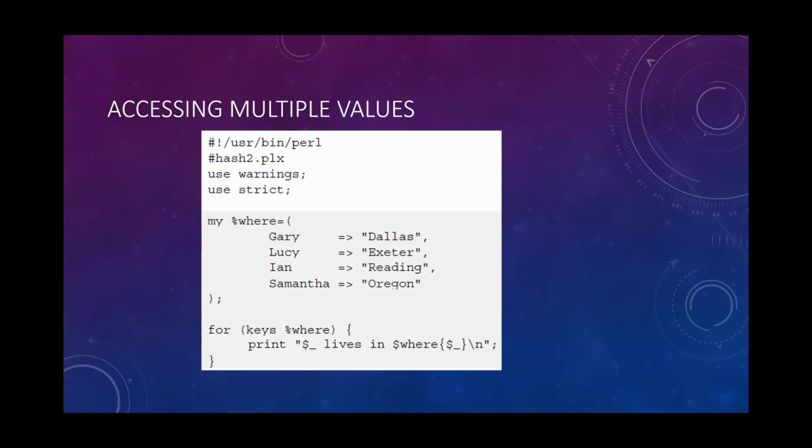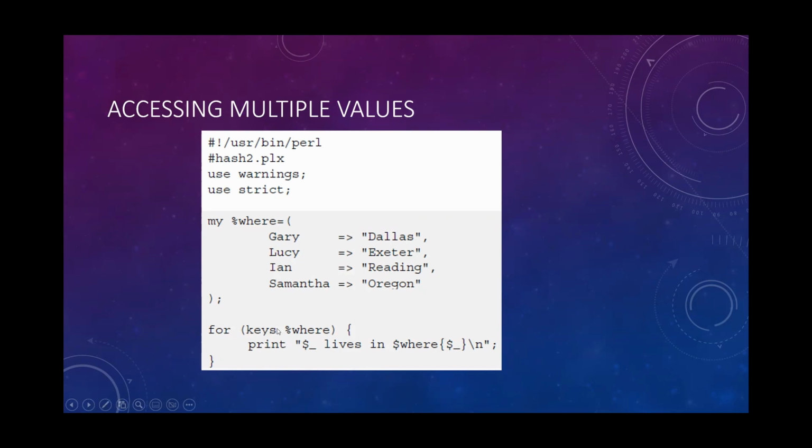We can access multiple values. Now, remember that default variable we talked about in video 1? Well, here we're going to use it down here in our for loop, and it is going to be set to the name, and it's going to be able to look up the value using that default variable. That default variable is going to be your keyword.